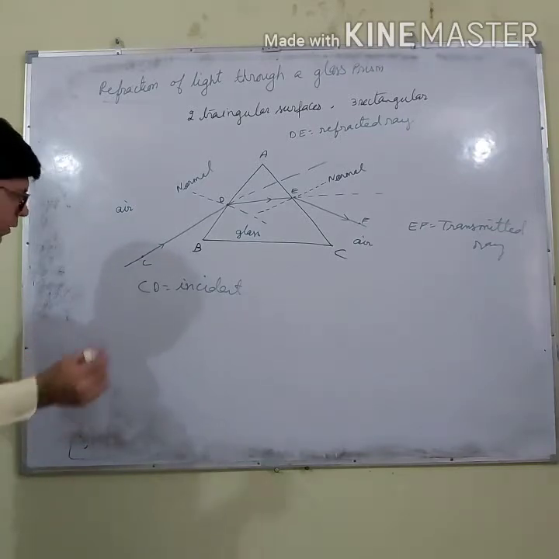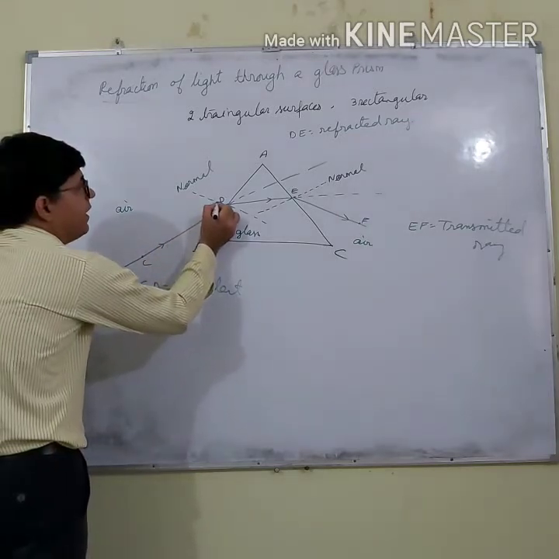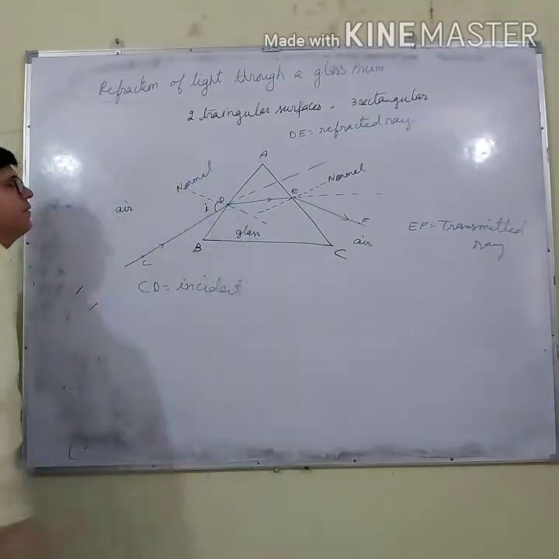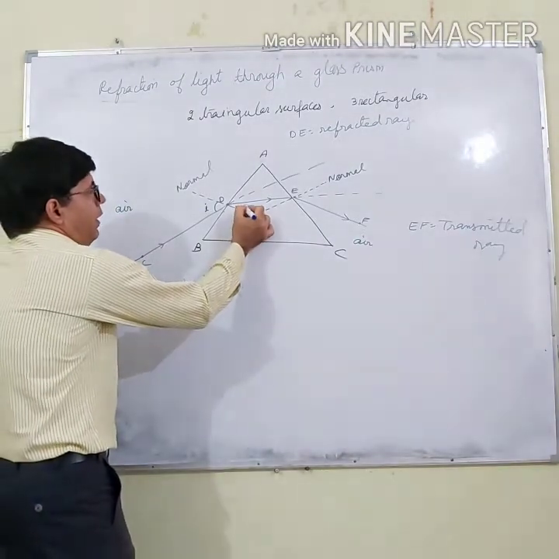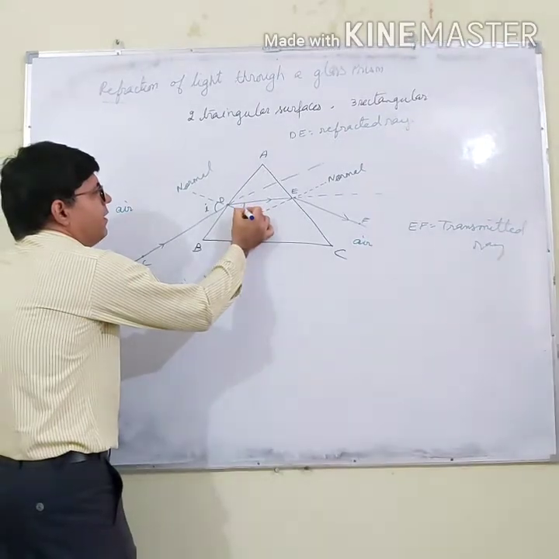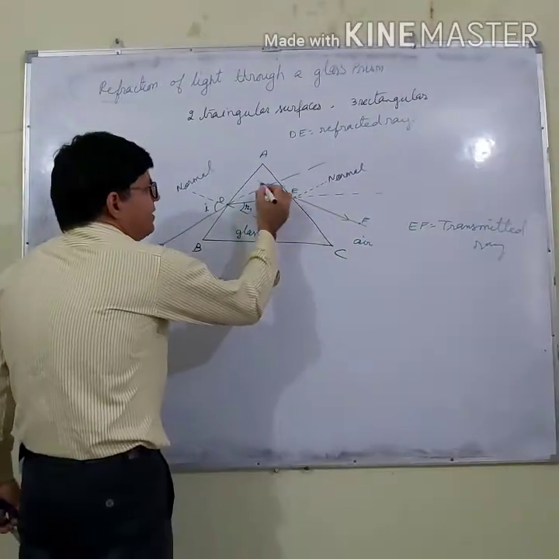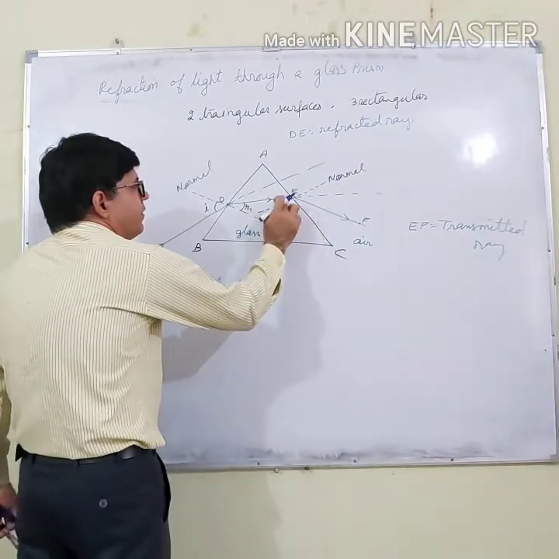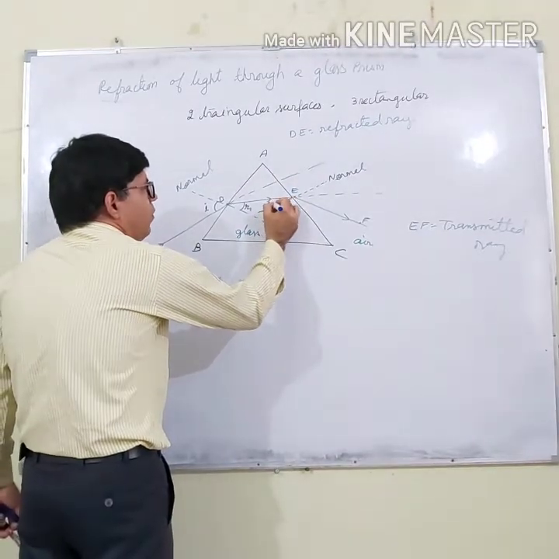Can you tell me what is the angle of incidence here? What is the angle of incidence? The angle between the incident ray and the normal. So this is, say, the angle of incidence. And what is the angle of refraction? The angle between the normal and the refracted ray. This is R1, and let us say this one is the refracted ray, and again this is the normal. Let us say this angle is R2.